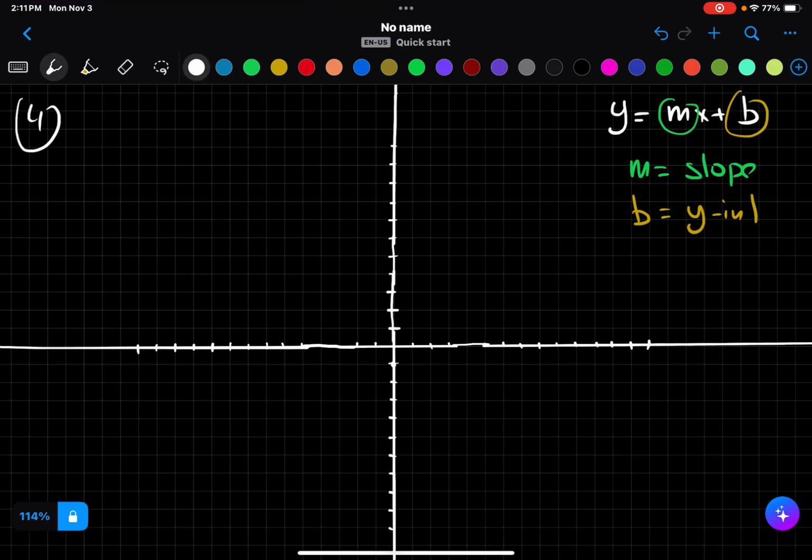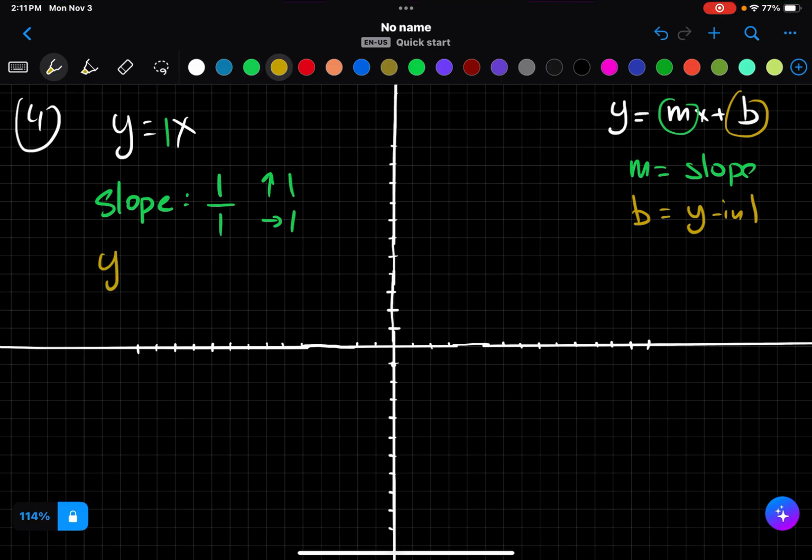For number 4, you have y equals x. All right, so this is a strange looking problem. What's the slope? Well, the slope is whatever's in front of the x. In this case, you can always say there's a 1 in front of the x. So the slope is 1, and we always want it as a fraction. So I'm going to write it as 1 over 1, which means you go up 1 to the right 1.